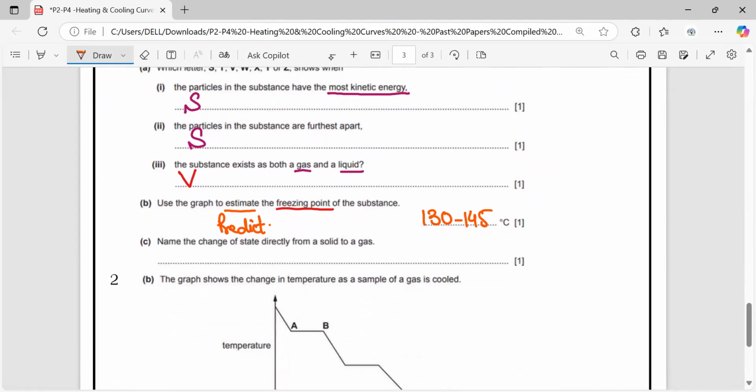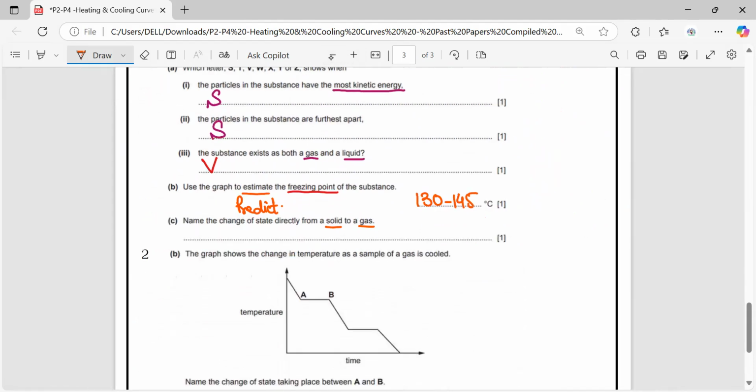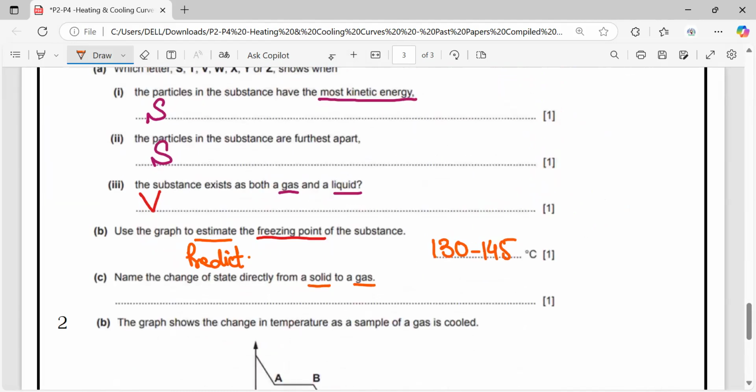Name the change of state directly from solid to gas. Do you know the answer? It is? Yes, you're right. It is sublimation.